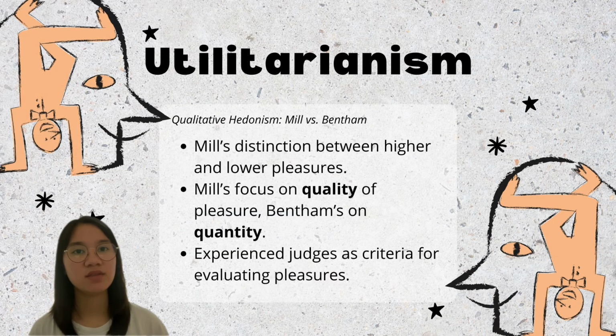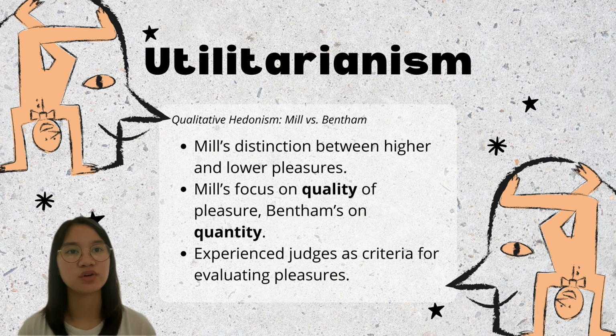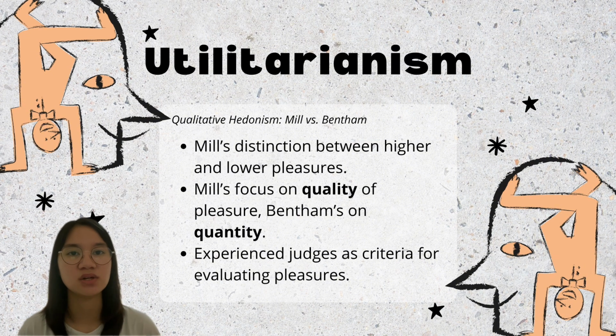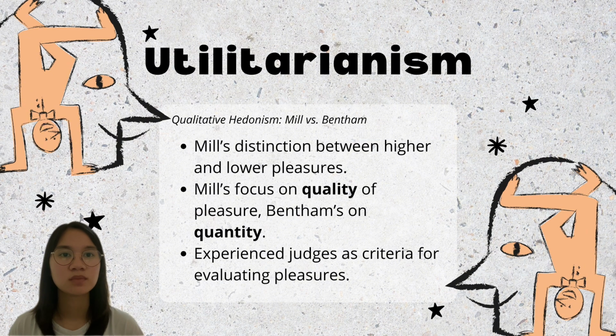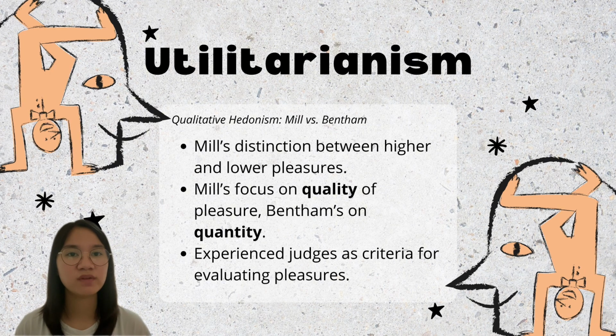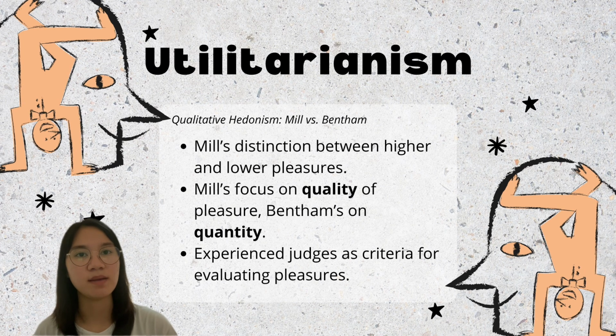Mill's qualitative hedonism marked a significant departure from Bentham's purely quantitative approach. While Bentham argued that all pleasures could be measured equally, Mill insisted that intellectual and spiritual pleasures were intrinsically superior to bodily pleasures. To defend this position, Mill introduced a criterion for judging the quality of pleasure, the preference of those who have experienced both types.